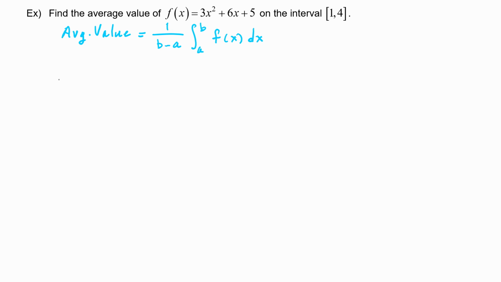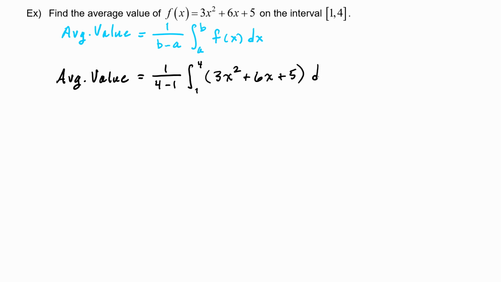So then for this problem, the average value is going to equal 1 over 4 minus 1 times the integral from 1 to 4 of 3x squared plus 6x plus 5 dx. And just a reminder that you need to have these parentheses around the entire integrand because you're integrating this whole thing with respect to x.